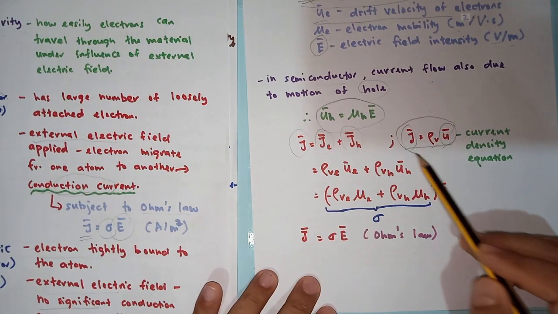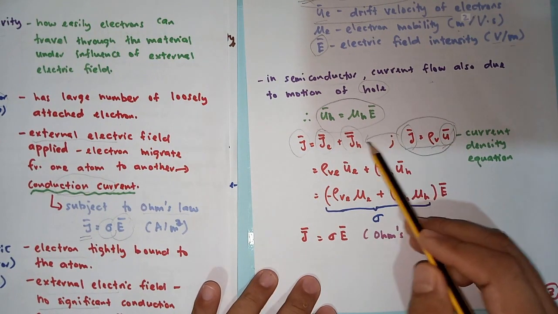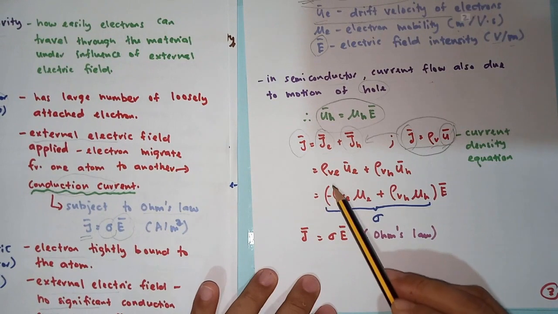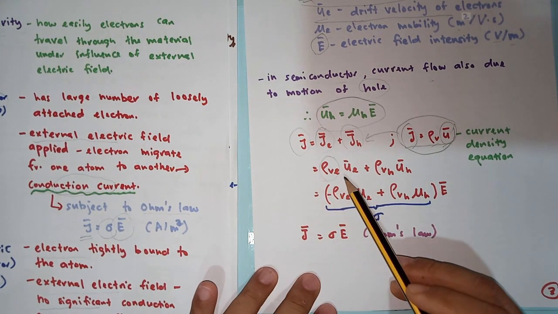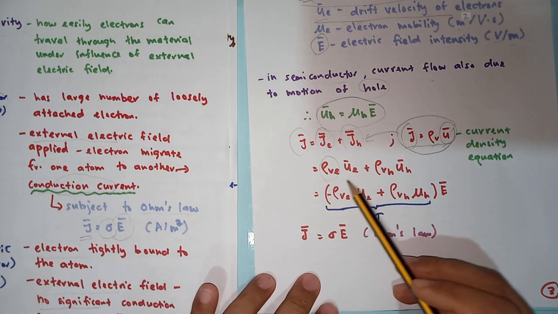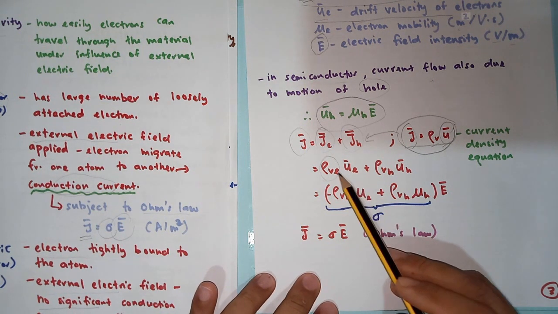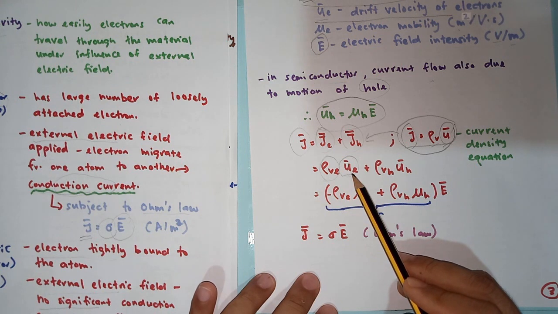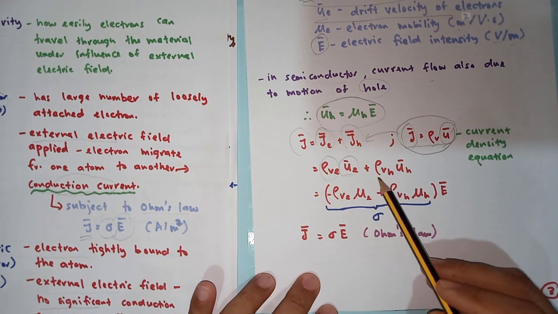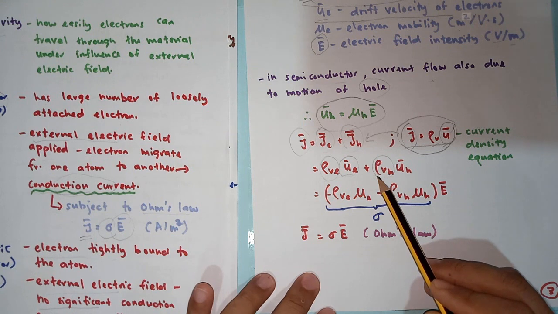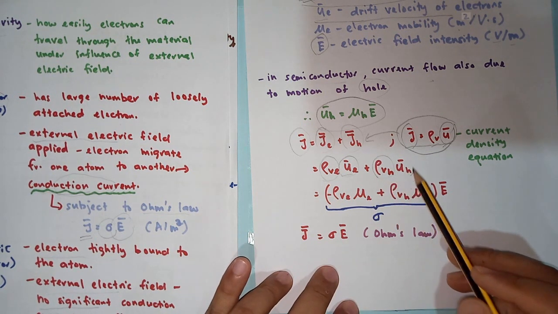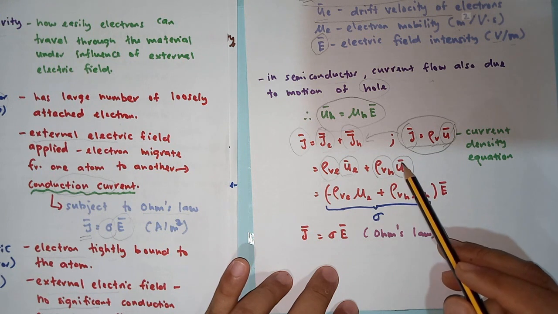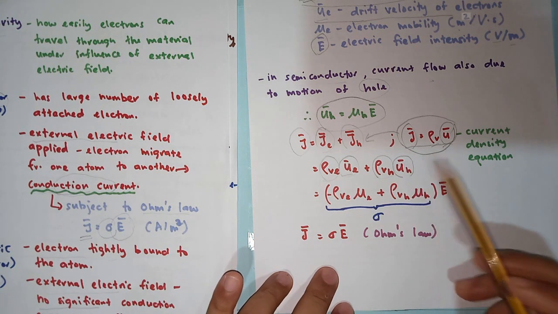If we replace this expression into this equation, then we will have another equation, where rho VE is the charge density for the electron, multiplied by the vector UE, the drift velocity for the electron, plus rho VH, the charge density for the hole, multiplied by the vector UH, which represents the drift velocity for the hole.